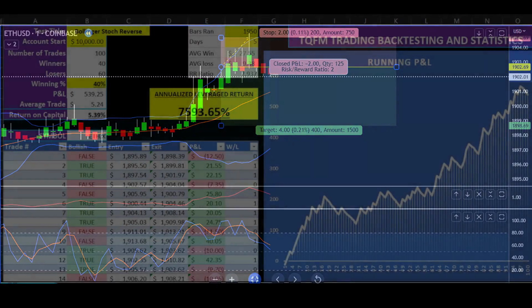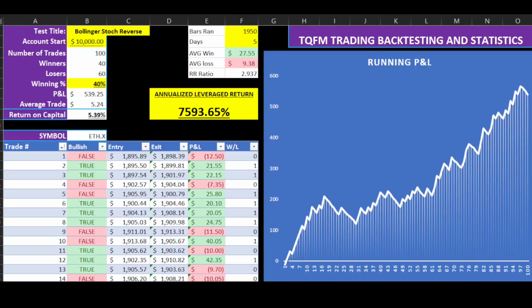Backtesting results. We backtested this strategy using Tradingview, and the results were impressive. We ran 100 trades with an account start of $10,000. We had 40 winners and 60 losers with a winning percentage of 40%. The P&L was $539.25, and the average trade was $5.24. The return on capital was 5.39%, and we ran the bars for 1950 with a duration of 5 days.